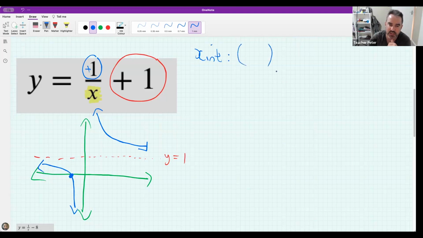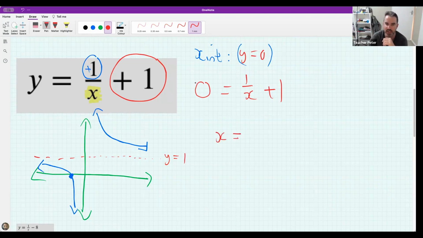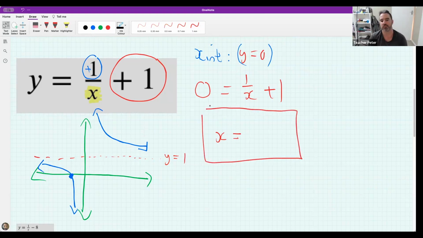What should I do to find the x-intercept of any function? What do I normally have to do? Yes, I have to let y equal 0. If you let y equal 0, then you have that equation to solve. Can you solve that for me? Get me a value of x from this equation. I made y equal to 0. Can you help me find an x value, which I'm hoping will be this one down here?